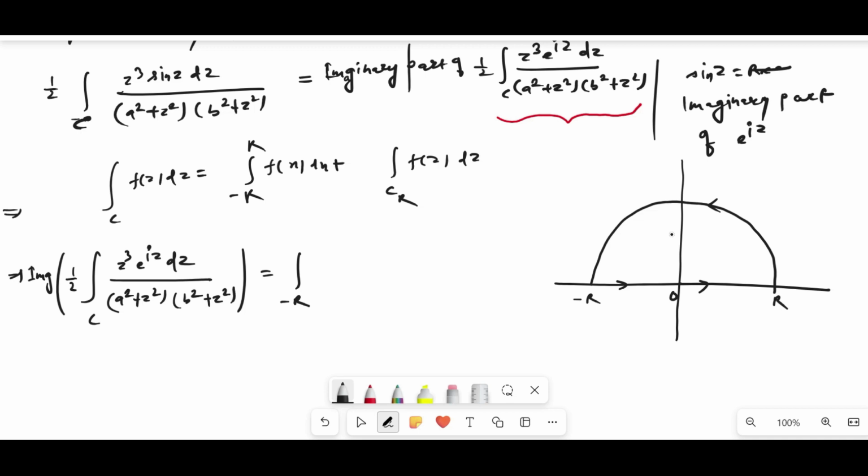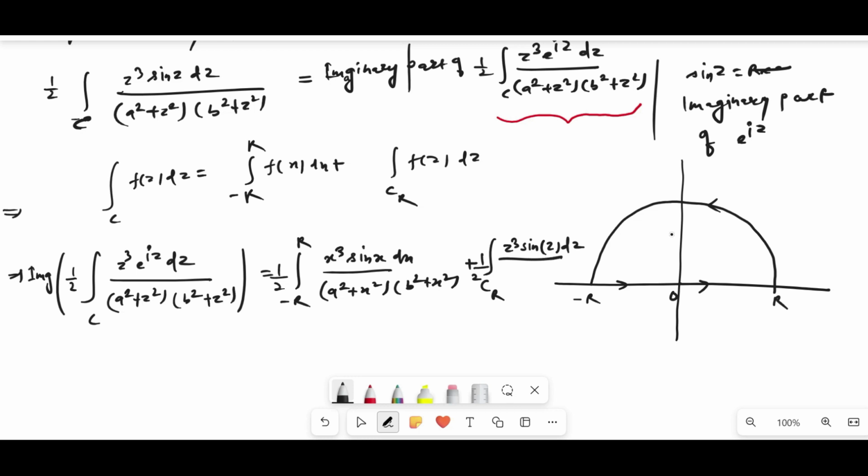This is equal to the integral from negative r to r, taking 1 by 2 outside the whole integration, we can write here x to the power of 3 sin x dx over a square plus x square and b square plus x square, plus over the curve c having radius r, divided by 2, we can write here z to the power 3 sin z dz over a square plus z square and b square plus z square. So let us suppose that is equation number 1.